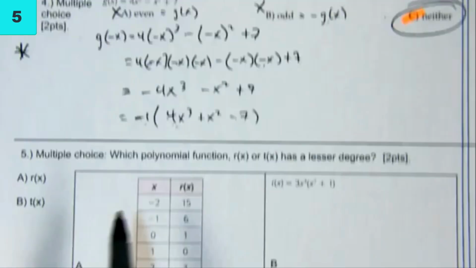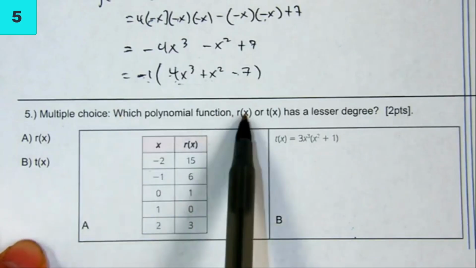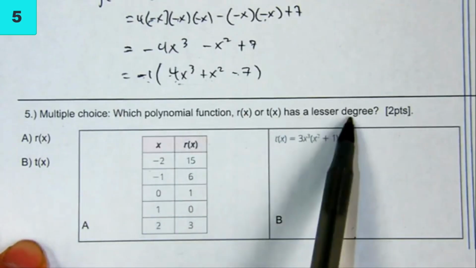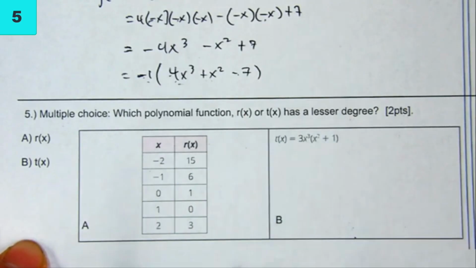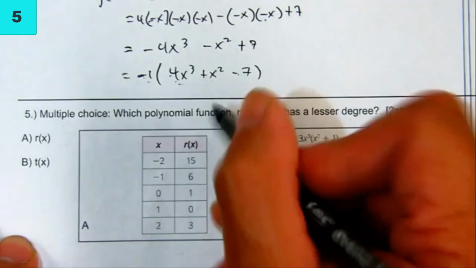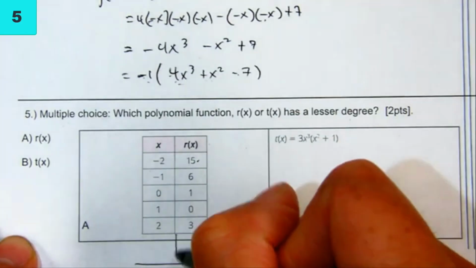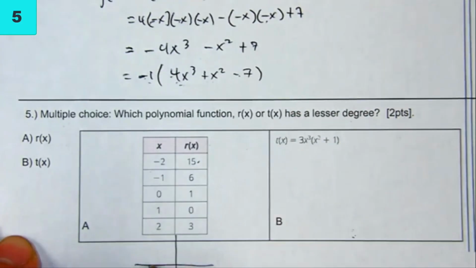Question number 5. With multiple choice, which polynomial function r of x or t of x has a lesser degree? So let's take a look at it. I'm going to try to figure out what kind this is so you can graph it. -2, 15, -1, 6, 0, 1, 1, 0, and then right 2.